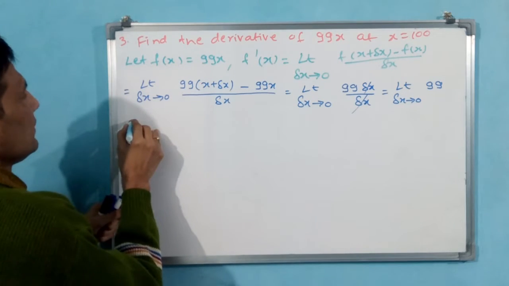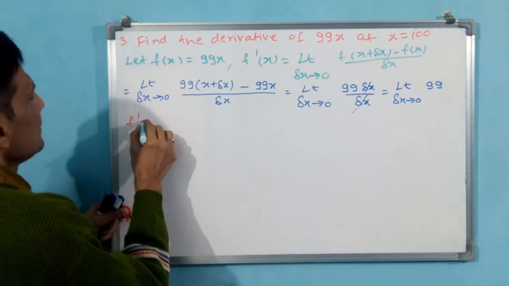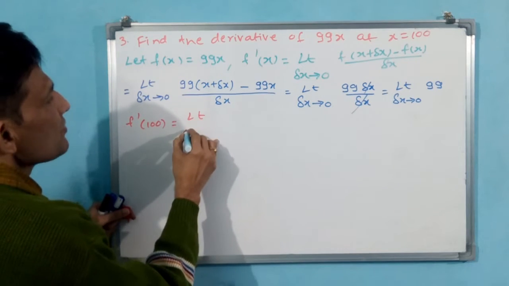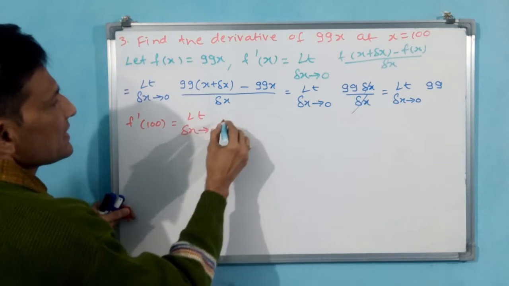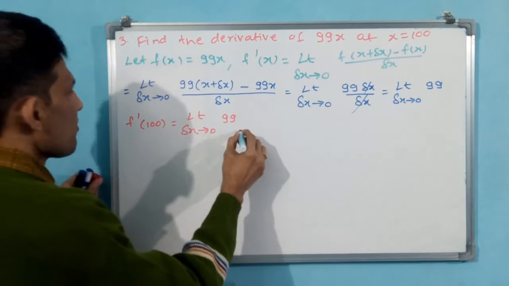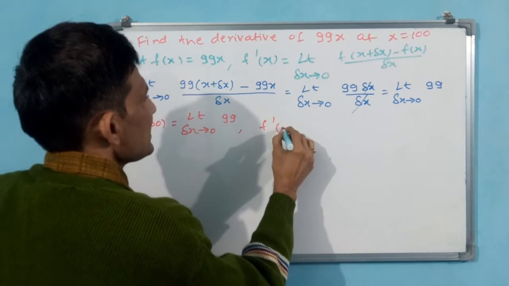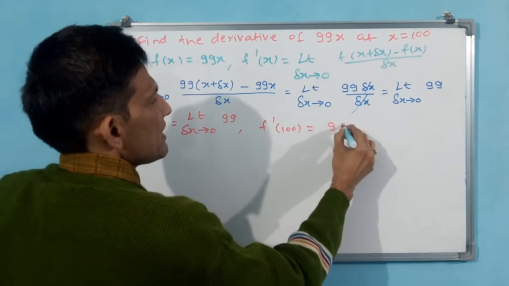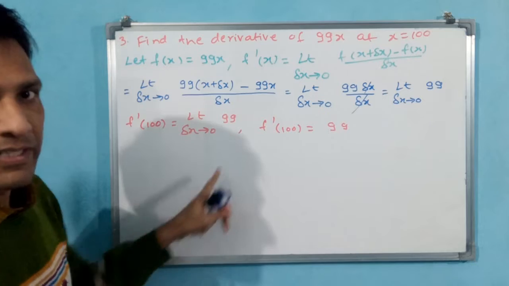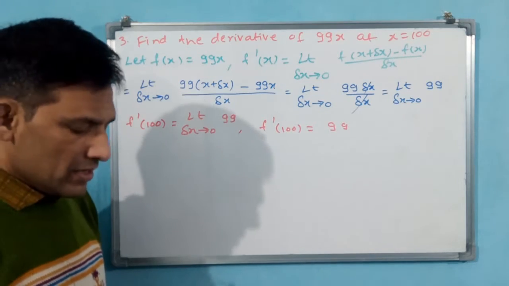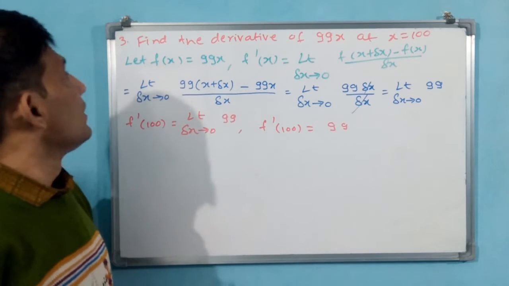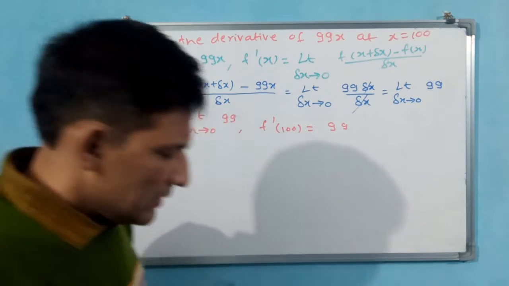Write down f dash 100 is equal to, same thing you have to write. Limit delta x tends to 0, 99. Now you apply the limit. Again f dash 100 is equal to 99. Why? Because you applied the limit. Applying the limit means the limit of a constant or scalar function is the scalar value 99. Okay, the answer is 99. By seeing itself we can say 99.